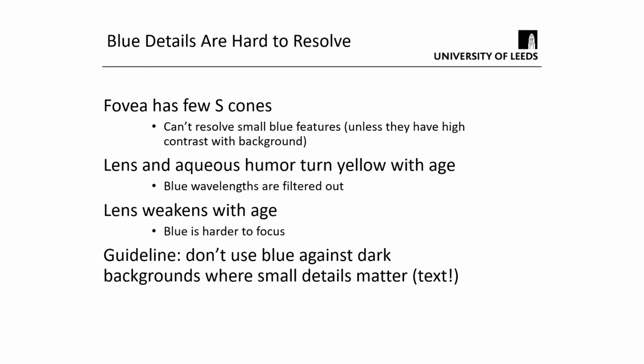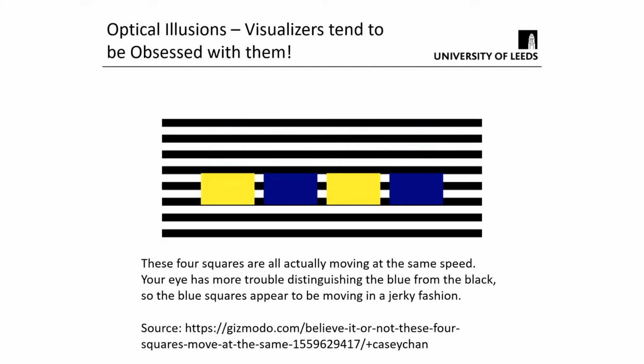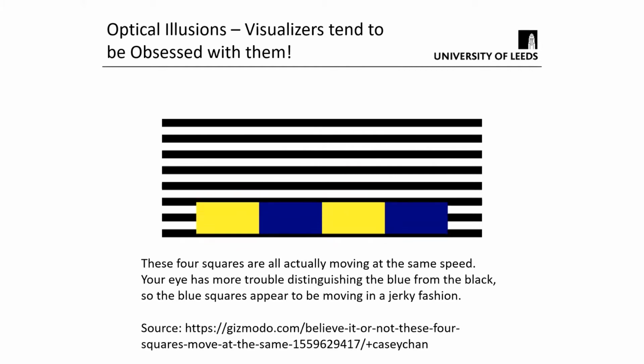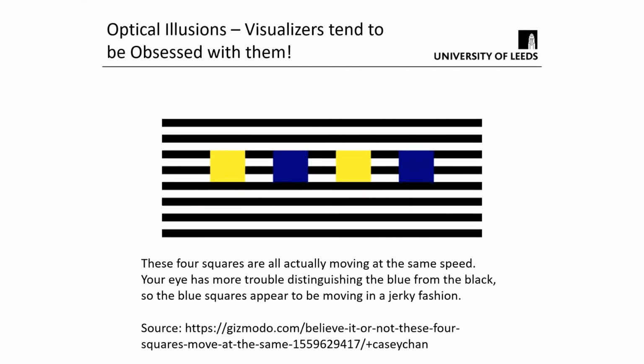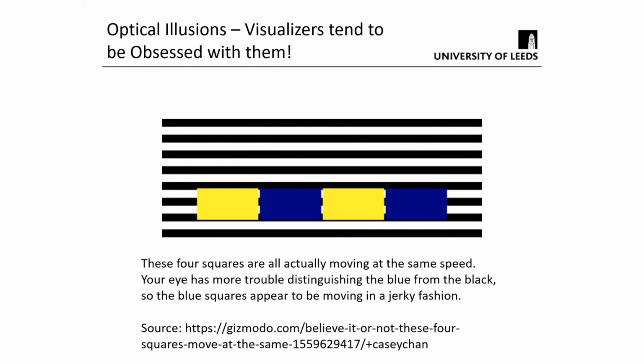So you should be aware of some of these issues when you're presenting your images to the general public or to particular people in your research group. If they've got problems with it, always ask, I think, is the issue. And here we can see visualizers just obsessed with all the possible optical illusions. And here is one of them.